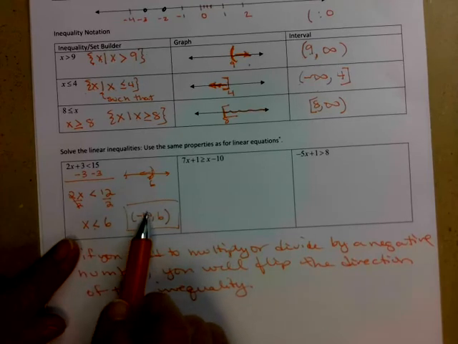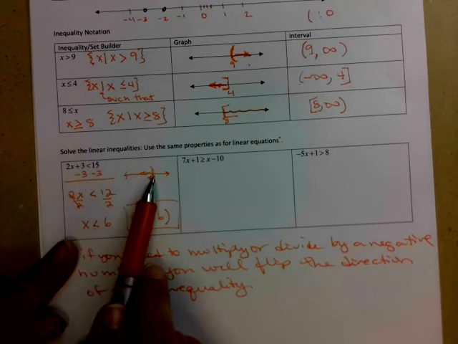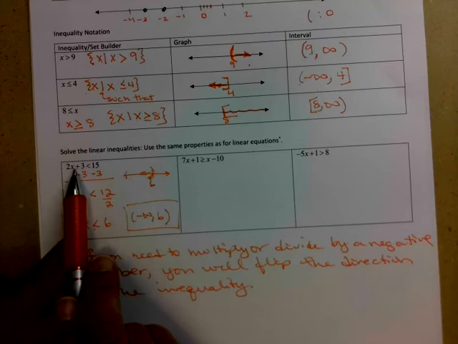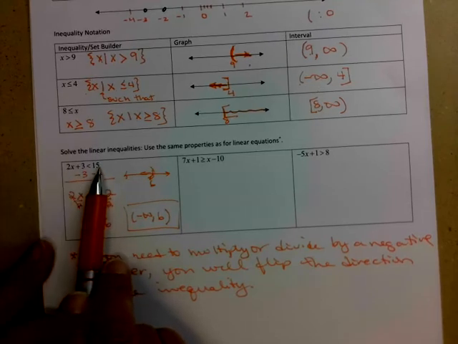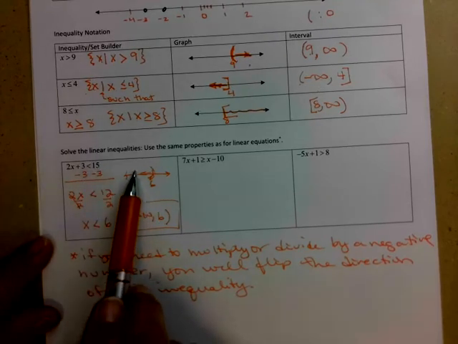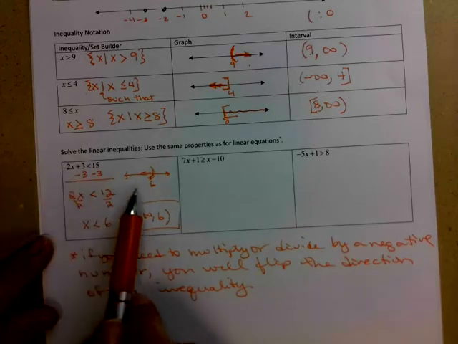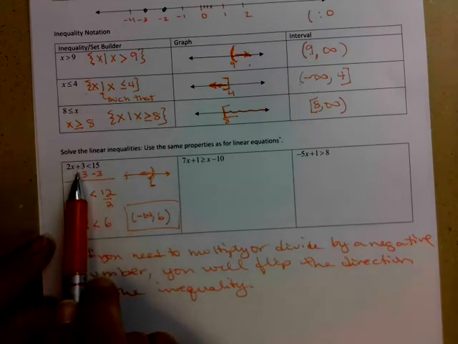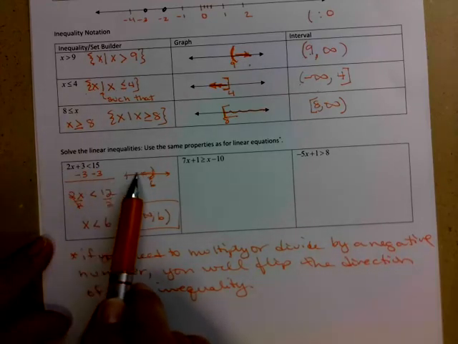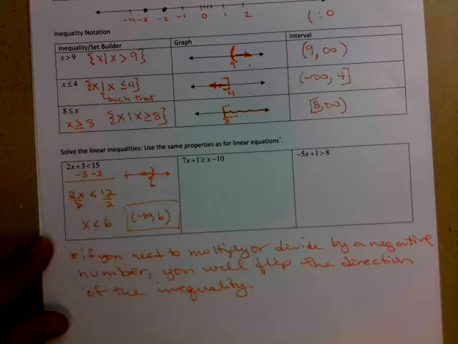If you pick any number in this set between negative infinity and 6, and you plug it in to this inequality statement, you would get a true thing. So you could take 0, or you could take negative 2, you could take 5.9, right? Any of those numbers in that set is going to make this true.